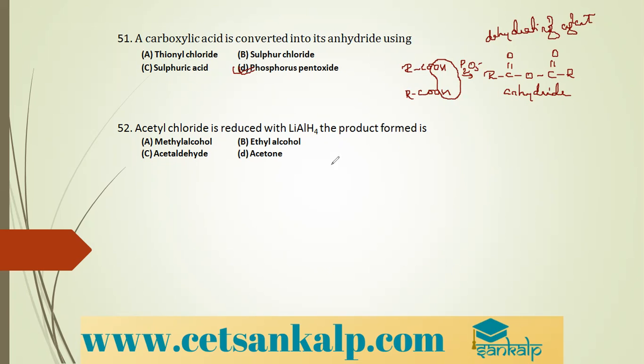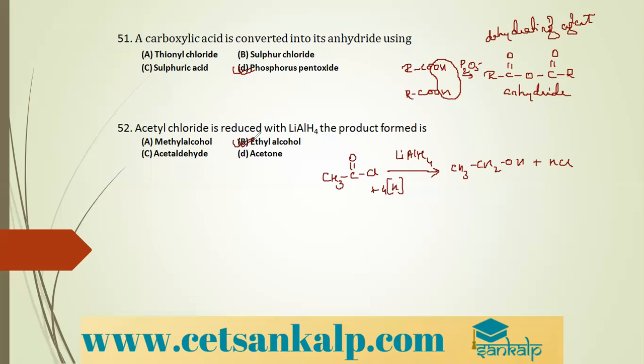Acetyl chloride is reduced with lithium aluminum hydride. Acetyl chloride, CH3COCl, is reduced with lithium aluminum hydride. When they say reduced, it is giving us hydrogens, so it is providing us nascent hydrogens. Lithium aluminum hydride is a very strong reducing agent, so it will provide 4 hydrogens. So what do we get? We get CH3CH2OH plus HCl.